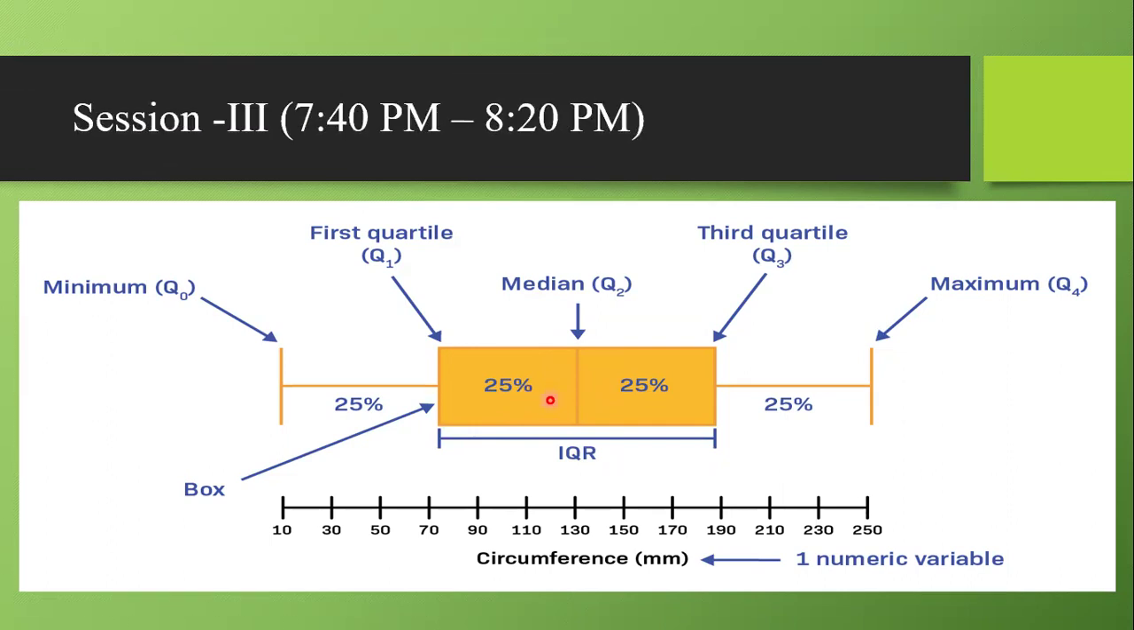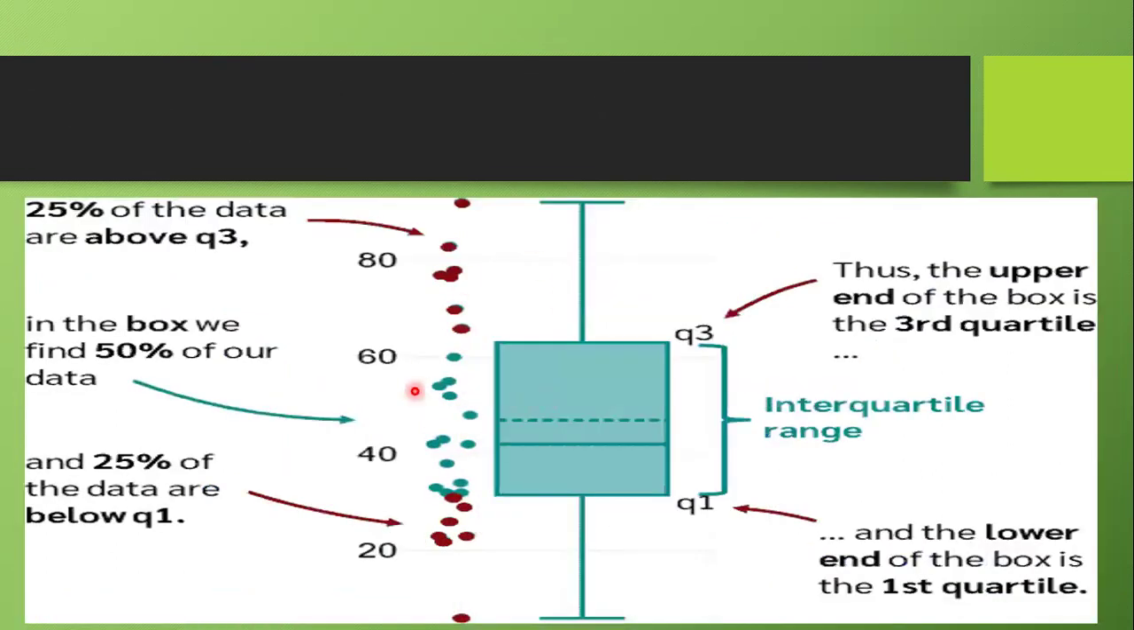The next thing is how you interpret a box plot. In SPSS, it will look like this. This is the first quartile, this is the median, this is the third quartile. If you see, the median is away from the middle part of the data. How will we interpret it? It is showing that 25% of the data are above quartile 3. You can see that 25% of the data are above quartile 3.